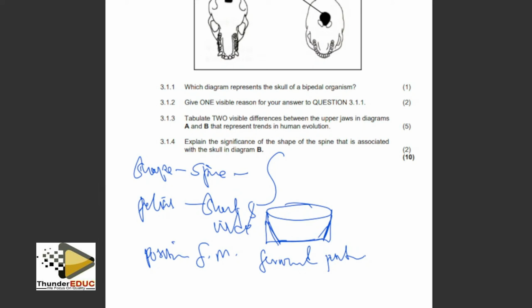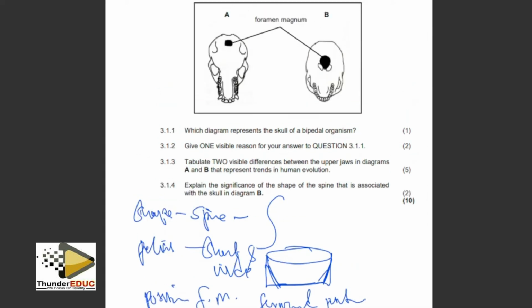Then the next question says tabulate visible. They are saying visible. Don't bring about anything else. Visible difference between the upper jaw and the lower jaw of A and B. Check upper jaw, lower jaw. They're only looking for this. You see, in most cases now when we bring these, you have to know the differences.